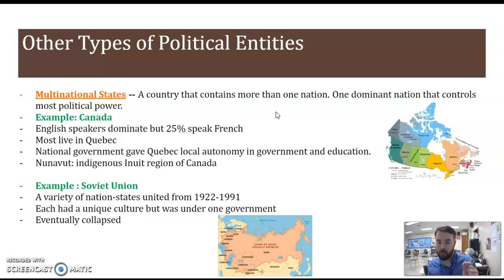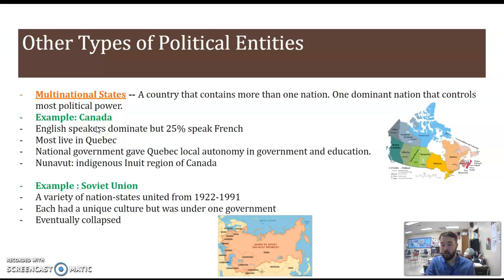Now we're going to get into some more specific examples of political entities. The next one is multinational states. This is where a country contains more than one nation. Remember, a nation is a group of culturally similar people. All right, so this is where a state has multiple nations within it. So examples of that would be Canada, because Canada has a large French-speaking population in an area known as Quebec, and they also have an Inuit, which is an indigenous people group in Canada. They have an Inuit population as well, so they are a multinational state.